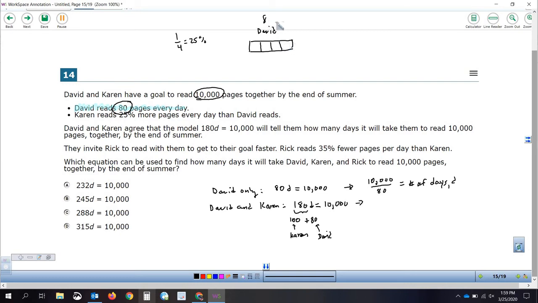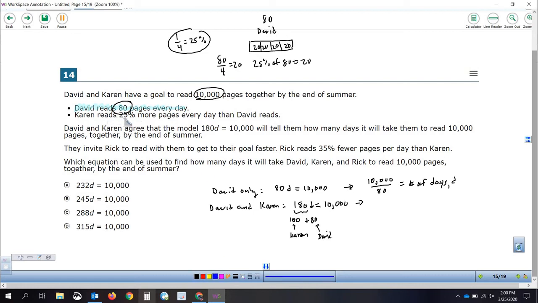So we know that David is reading 80 pages per day. If I had to fill these boxes each with the same amount, and have it total up to 80, what would each box have to be? Well, there's 80 total, divided by 4. And 80 divided by 4 is 20. So this box is 20, and this box is 20, and this box is 20, and this box is 20. So 25% of 80, again, 25% is equal to 1/4, is equal to 20.